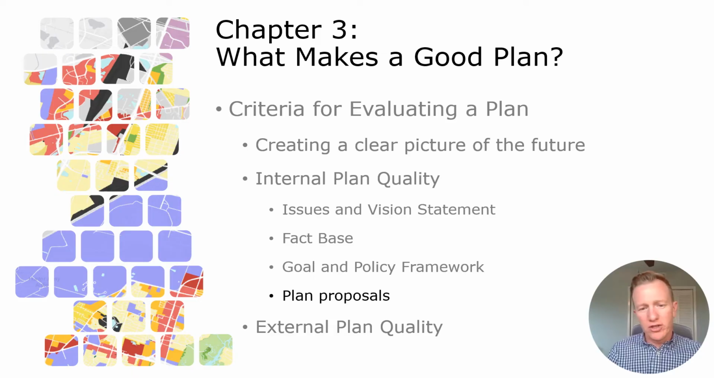So we talked about issues, the vision statement, the fact-based, the goal and policy framework, and then you could have different plan proposals. So your plan might start, the authors talk about 3 different types of proposals. One is the spatial design. And so that's coming down to what, 2-dimensionally and even possibly 3-dimensionally, how do you imagine land uses will work in the future? Where will open space be?